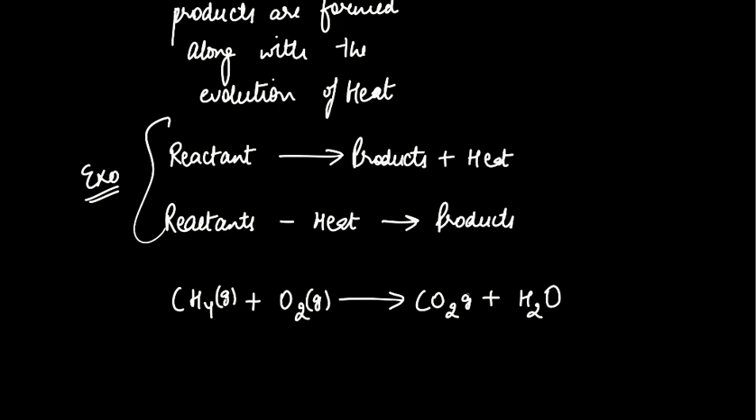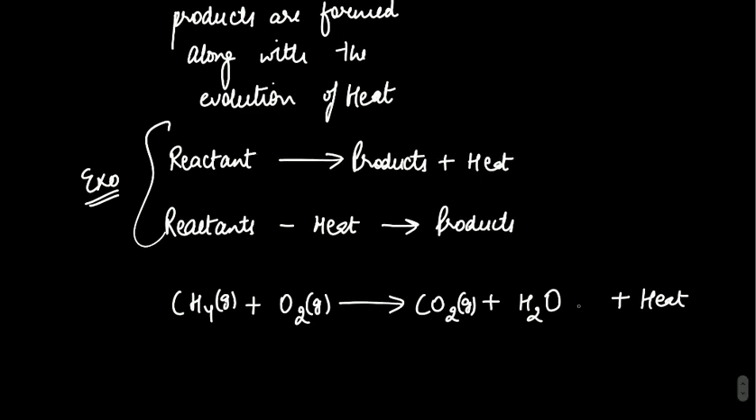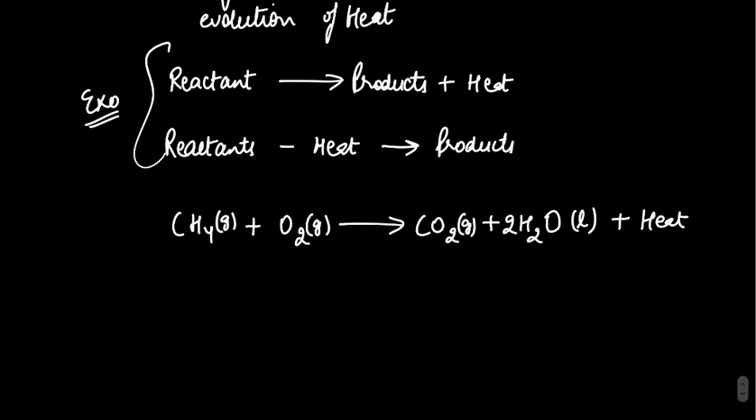So carbon dioxide and water vapor, and we can write plus heat over here just to indicate that this is exothermic in nature. So we can balance this. We just have to put 2 in front of water, and this will be perfectly balanced. Then we can write many examples under this.